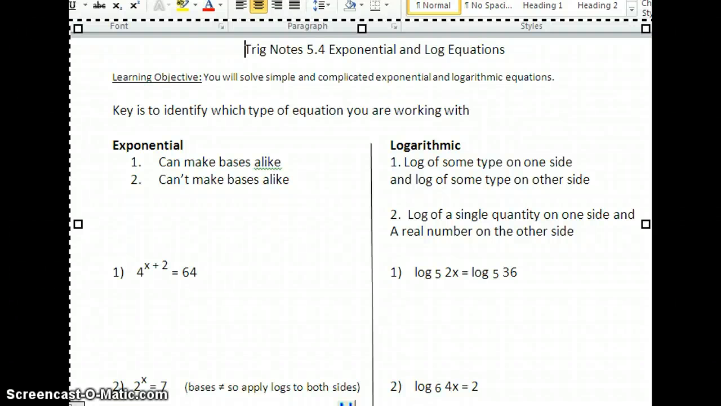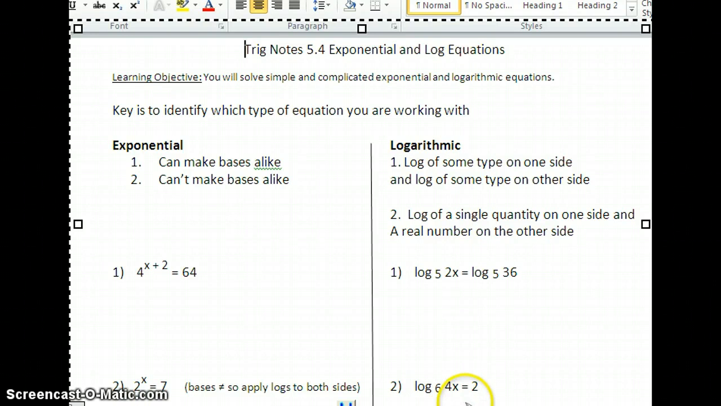This section of notes covers Trig, Chapter 5, Section 4. We're going to be dealing with solving exponential and log equations. So the thing we're going to have to be able to identify is whether we have an exponential equation, like these two examples over here, or whether we're in log world and we have log equations.